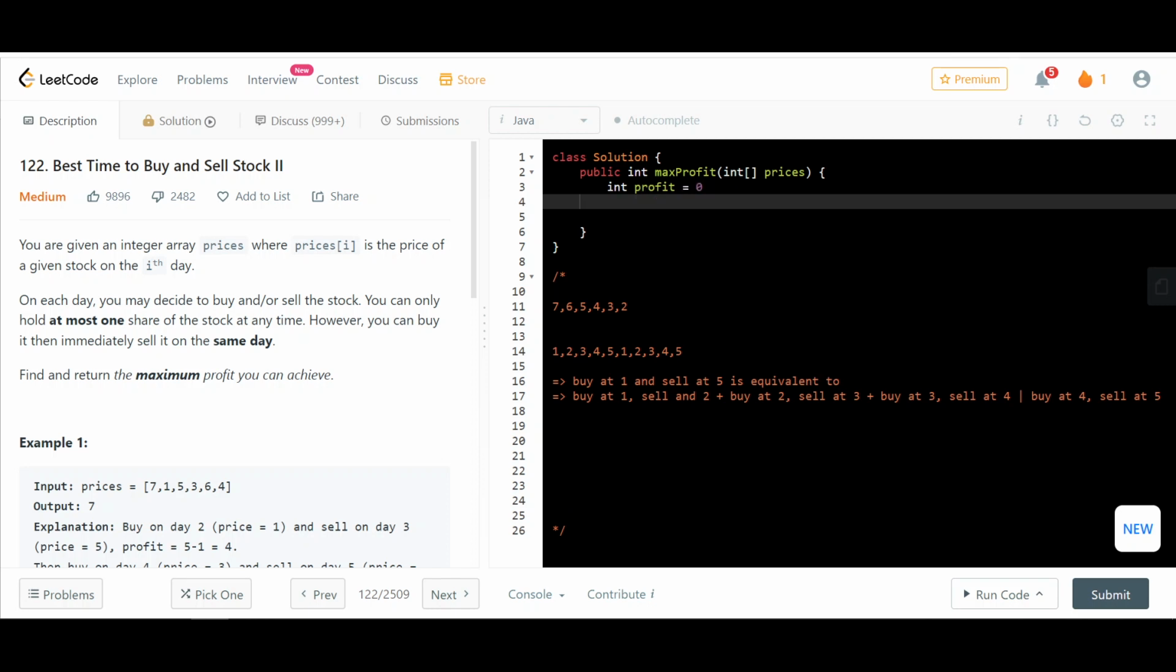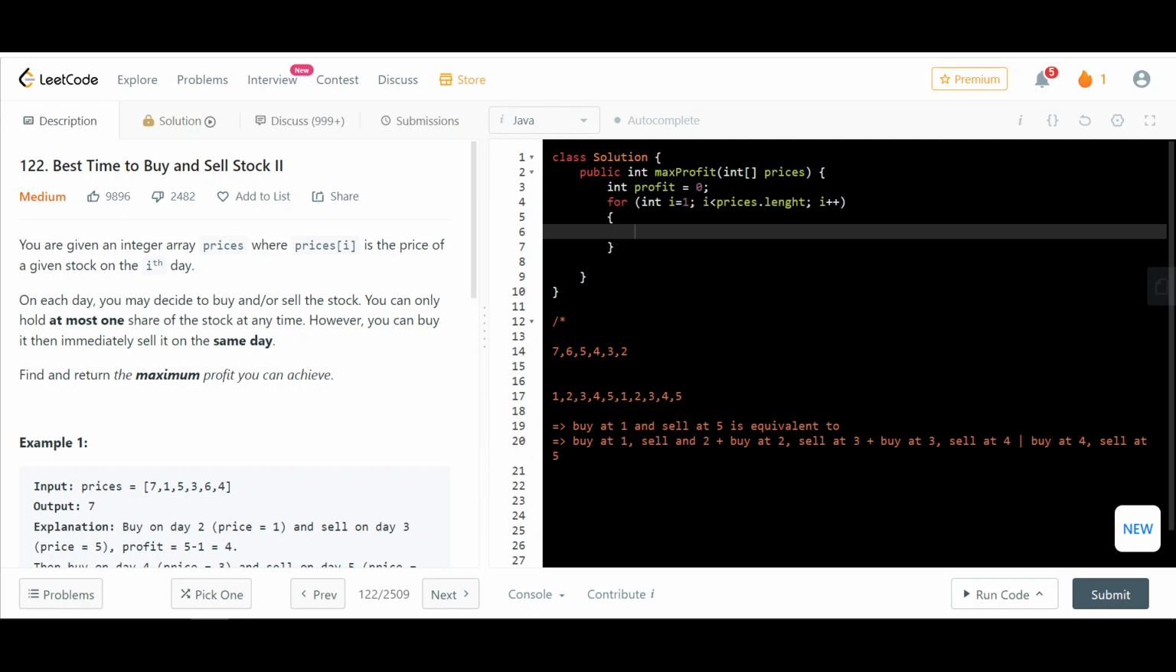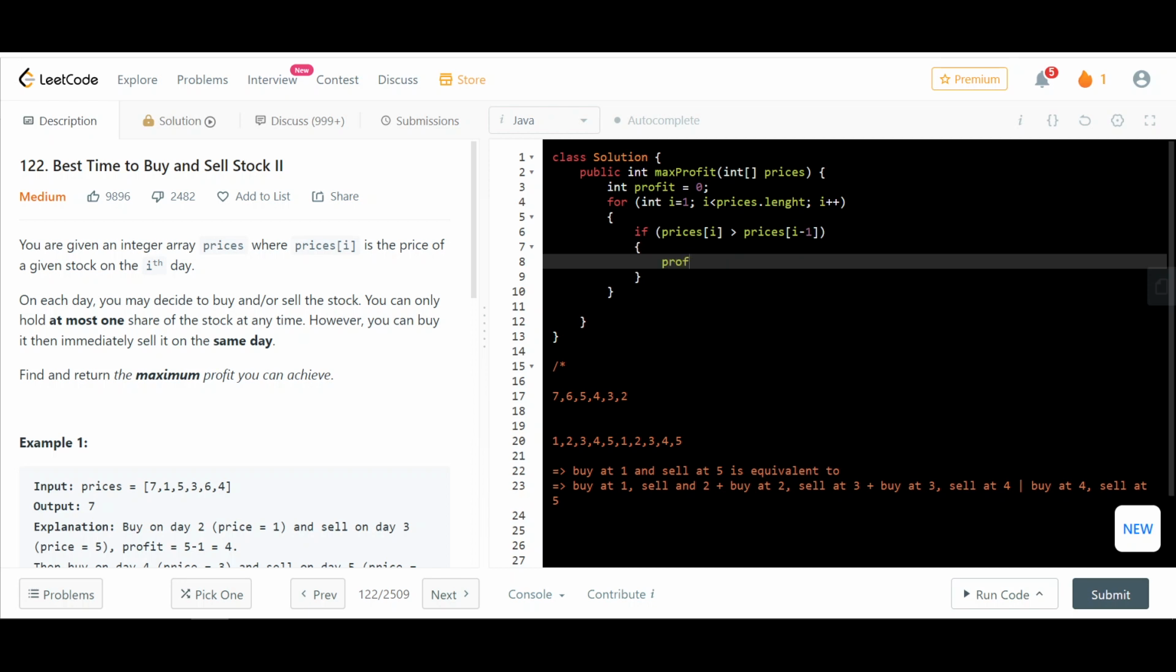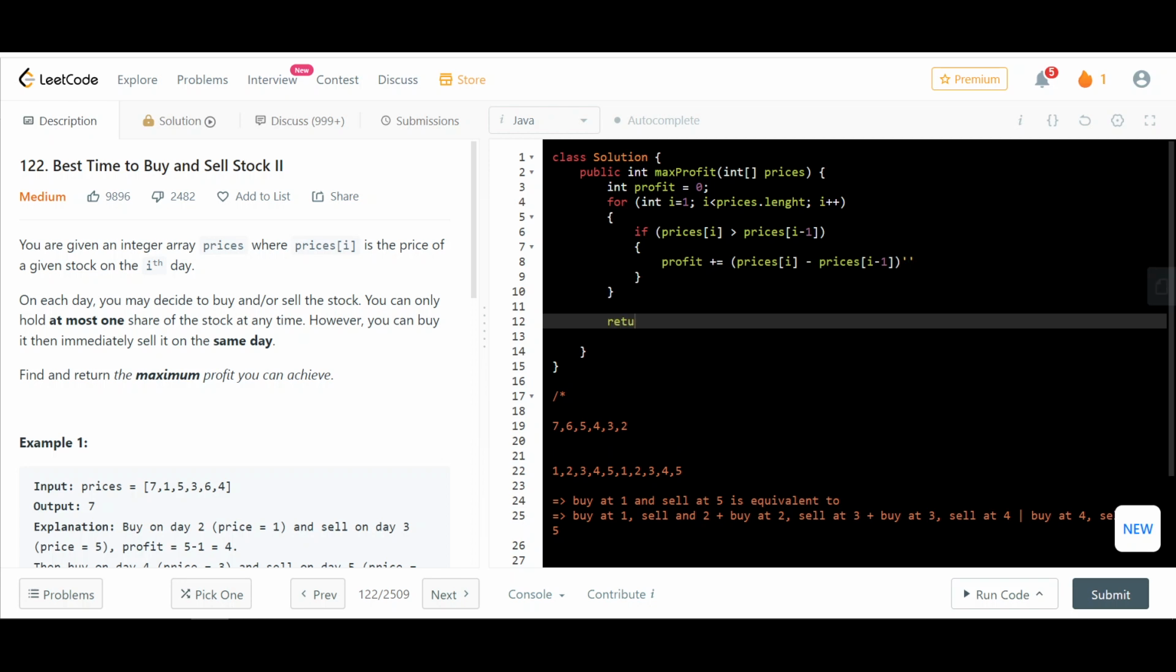define profit as 0 and for i equals 1, i less than n, i plus plus, if price of i is greater than price of i minus 1, then you will get this profit, right? Because there is no limit on the number of transactions. So you will get this difference on the increase. So profit plus equals prices of i minus prices of i minus 1, and that is it. And you return this profit. Let's submit and see if this works.